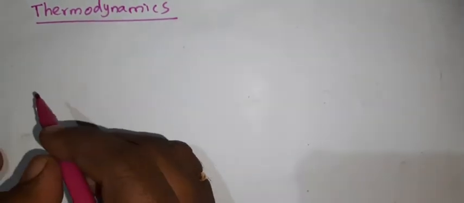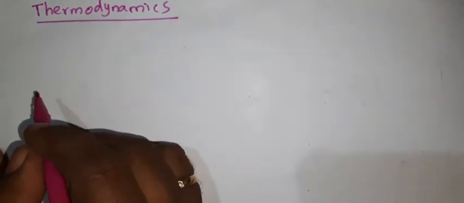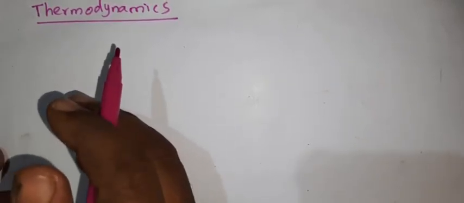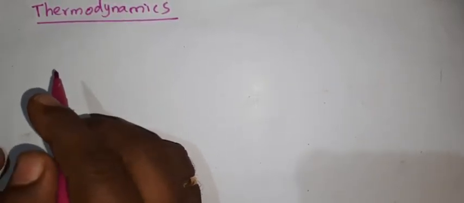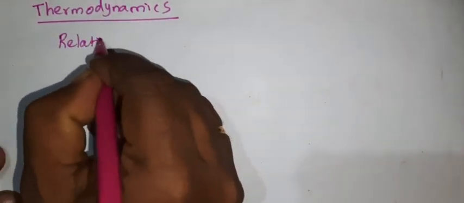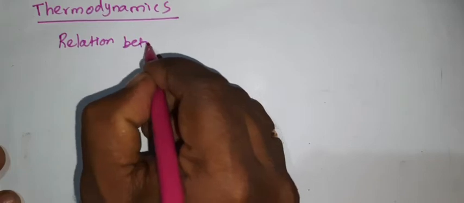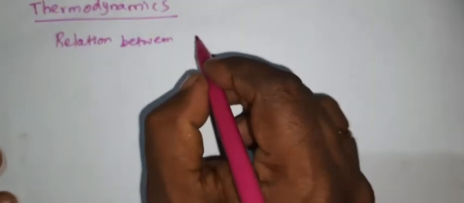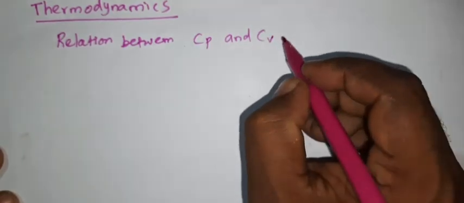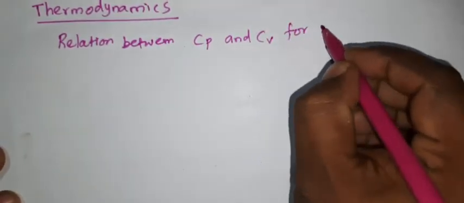Here in class 11, we have almost discussed most of the parts in thermodynamics. Today we are going to discuss the relationship between Cp and Cv for an ideal gas.